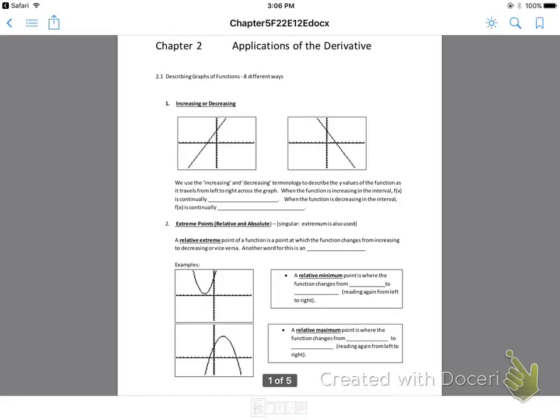Okay, in the beginning of Chapter 2, we begin to speak about describing graphs of functions, and there's going to be many ways that we're going to describe this. Some of them will be new, some of them will be from Algebra 2. Okay, the first thing we're going to talk about is where the function is increasing or decreasing.